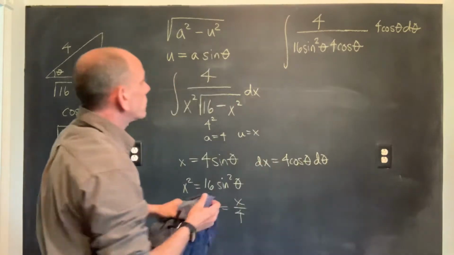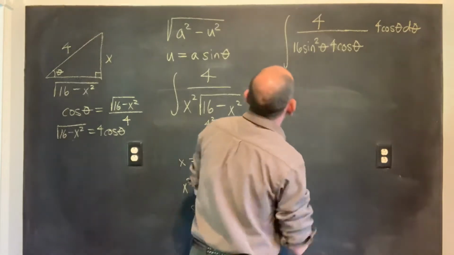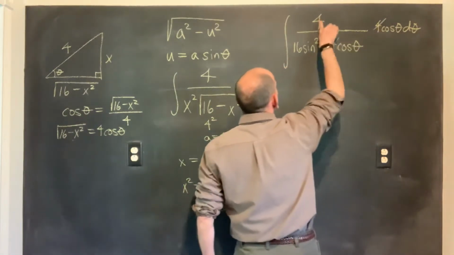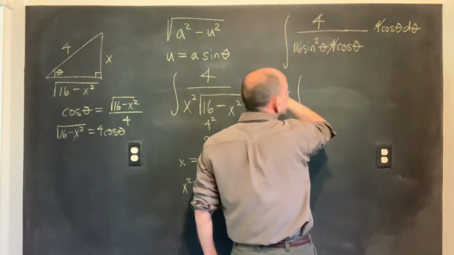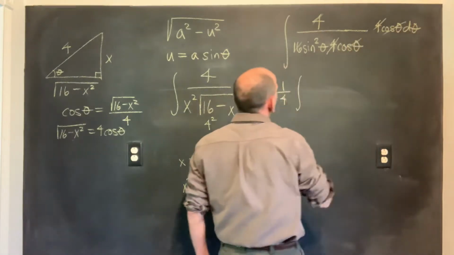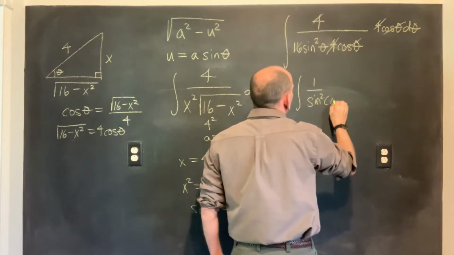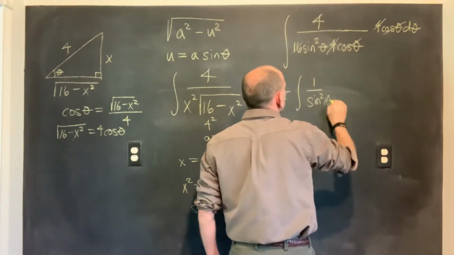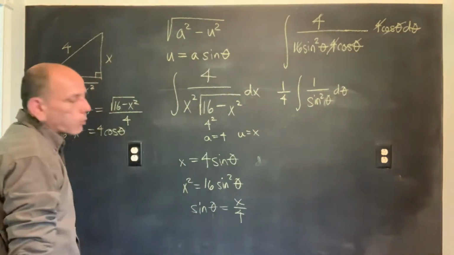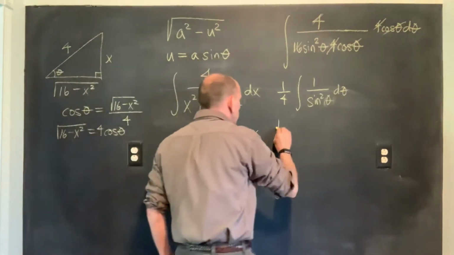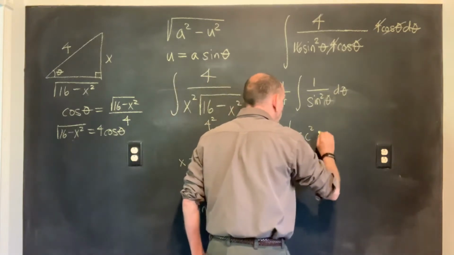Now I should be on a good road here. The 4 over 4 becomes 1. I've got a 4 over 4, that's a quarter I can pull outside. Takes care of the constants. Cosine over cosine becomes 1. And so I have 1 over the sine squared of theta, d theta. 1 over the sine squared is cosecant squared. Cosecant squared theta, d theta.